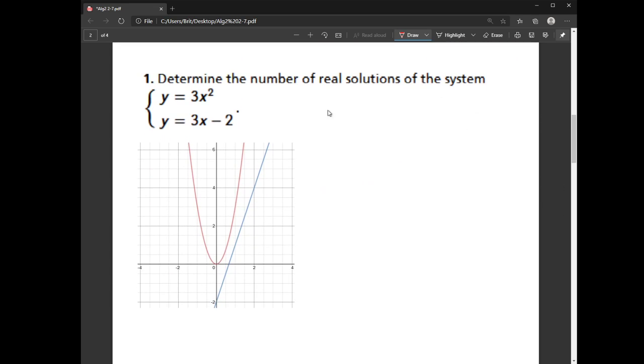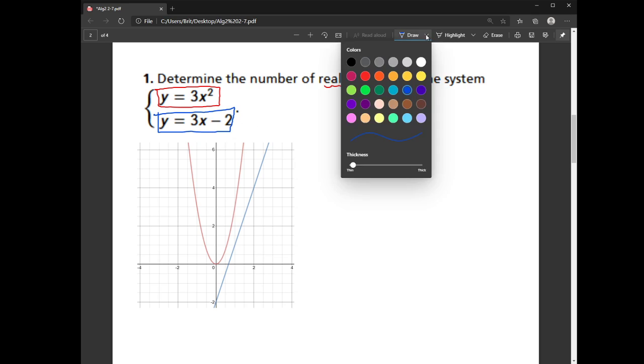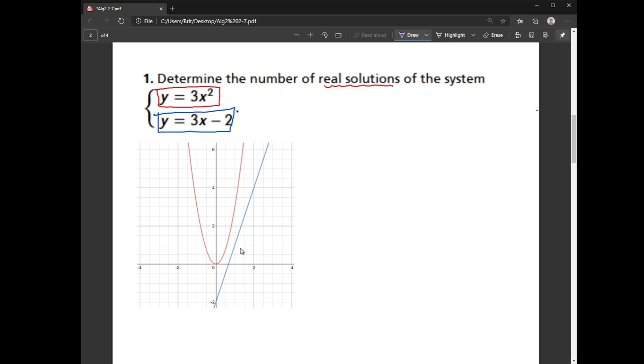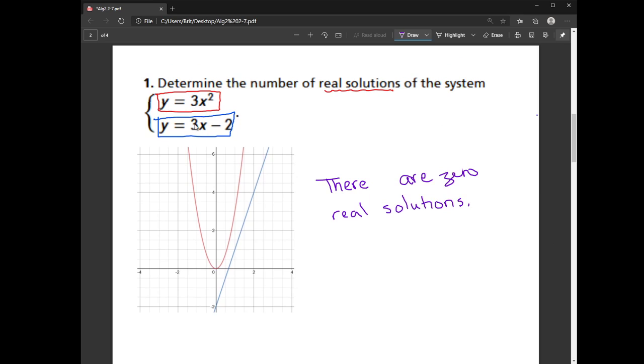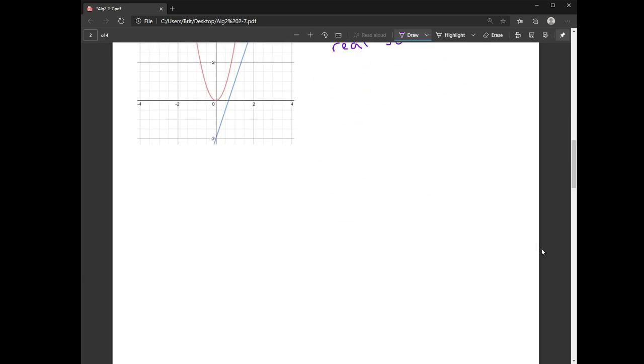So then on this part of the example, we have these two expressions and we're just figuring out the number of solutions, the number of real solutions being the big deal here. So y equals 3x squared, I graphed that in red. y equals 3x minus 2, I graphed that in blue. And if you notice, these don't intersect at all. So there are 0 real solutions. That being said, there are going to be 2 imaginary solutions because it is a quadratic. But there we are. That's how we determine the number of solutions using a graph.